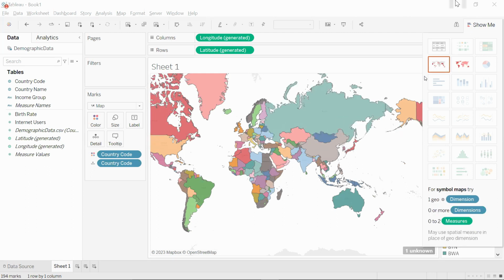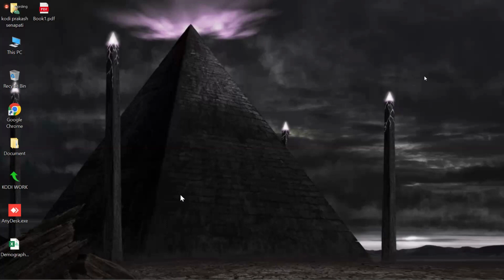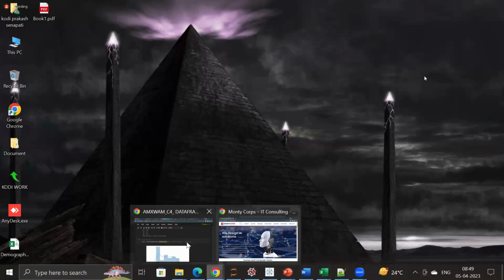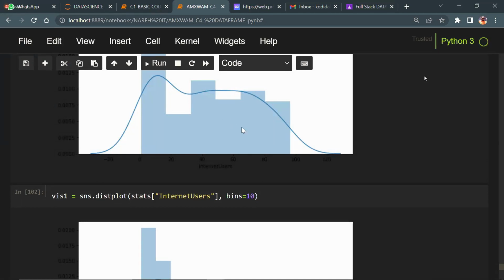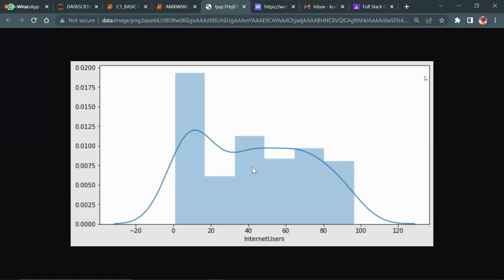Okay, so let's minimize. I'll go back to Python. So what type of graph is this? What is the name of the graph? Dist plot. This is advanced visualizations. Understand? This is advanced visualizations. Okay.